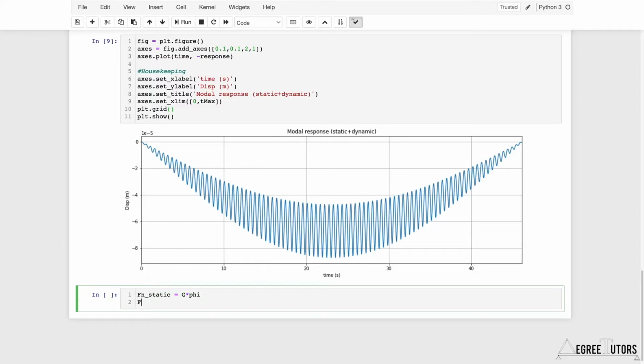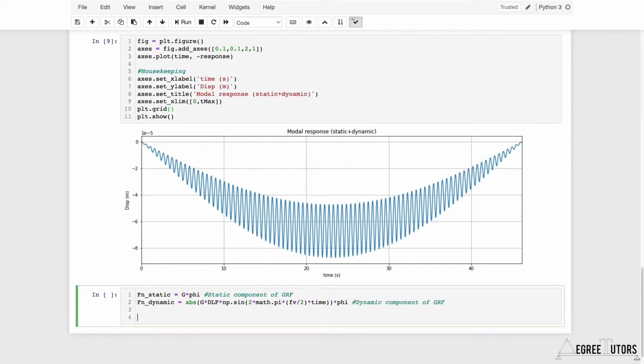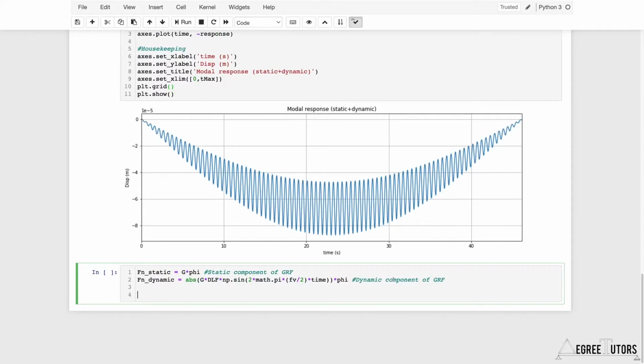And I'll then define Fn dynamic as just the bit of the ground reaction force that's left over, and of course that gets multiplied by phi as well. All right, and now we can call our Duhamel function again.